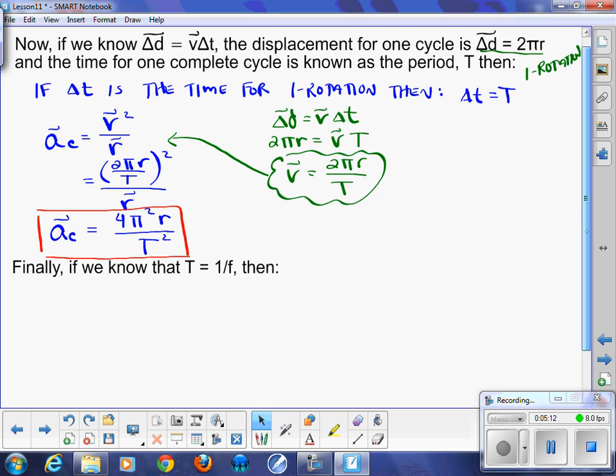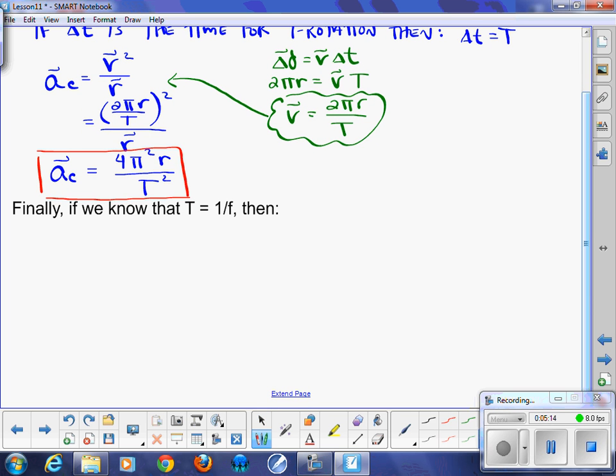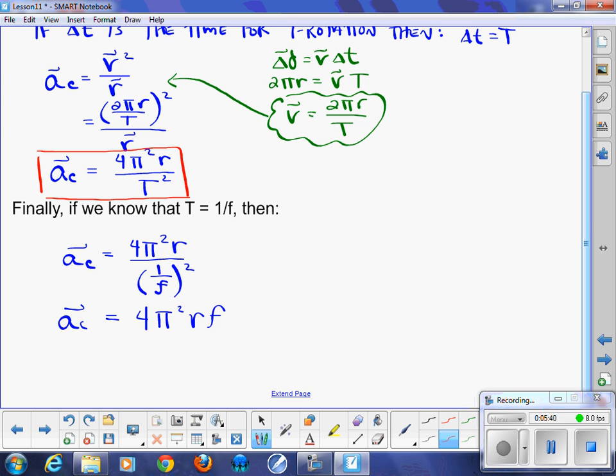Finally, the last version that we're going to have here: if you know that period is equal to 1 over frequency, then we just do a simple substitution. So 4 pi squared r over 1 over the frequency f. When you simplify that, you have a fraction in the denominator. It becomes 4 pi squared r f squared. And there is our third and final equation for centripetal acceleration.